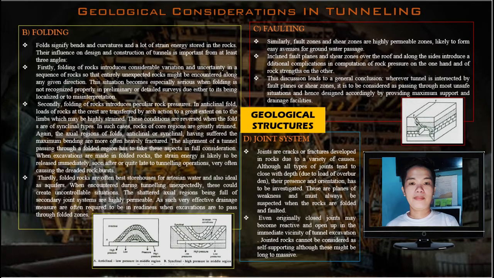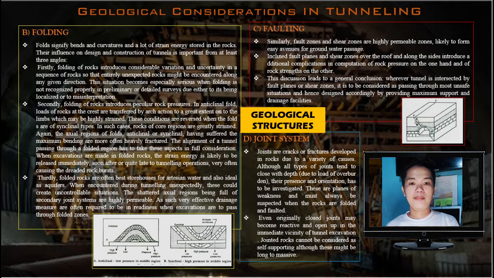Other geological structures that need to be considered are the folding, faulting, and joint systems. Folds signify bends and curvatures and a lot of strain energy stored in the rocks. Their influence on the design and construction of tunnels is important from at least three angles. Firstly, folding of rocks introduces considerable variation and uncertainty in a sequence of rocks, so that entirely unexpected rocks might be encountered along any given direction.